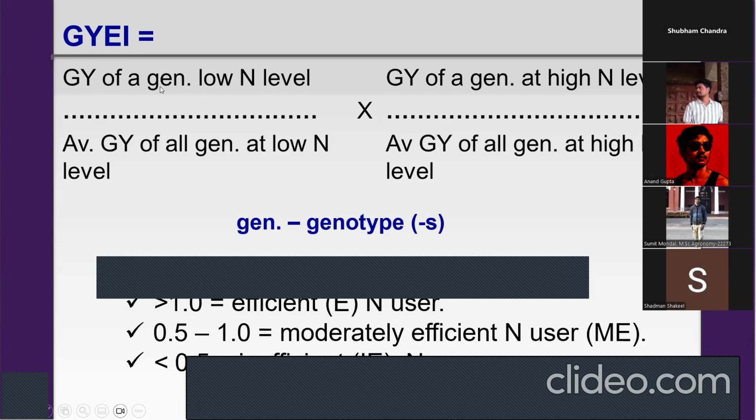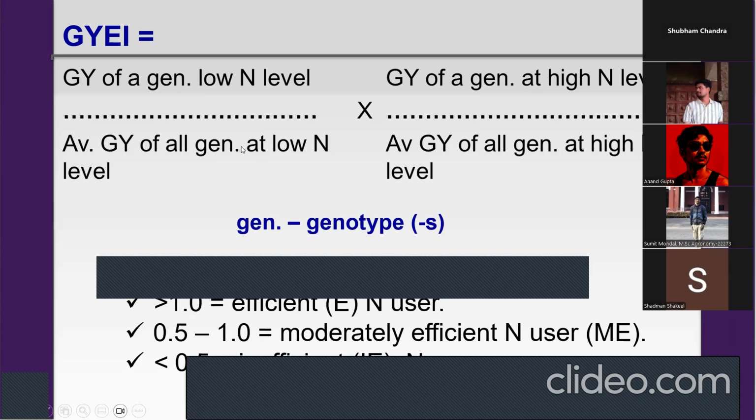as I told you, suppose there are 10 genotypes, V1, V2, V3. Suppose you want to calculate the grain yield efficiency index of V1, variety 1. So grain yield of a genotype means grain yield of V1 at low nitrogen level, that is at 40 kg. Similarly, average grain yield of all genotypes at low nitrogen level. So you can take the average of all 10 genotypes' yield at 40 kg N per hectare.